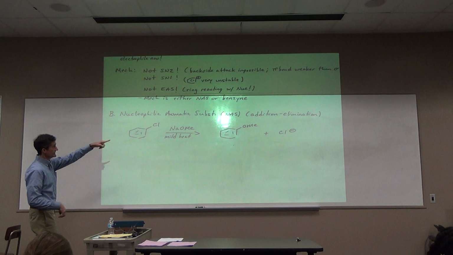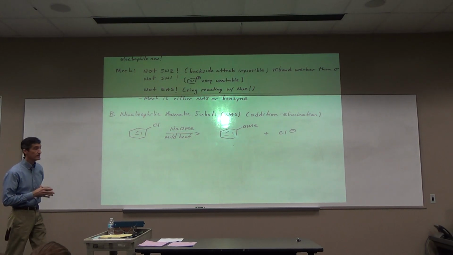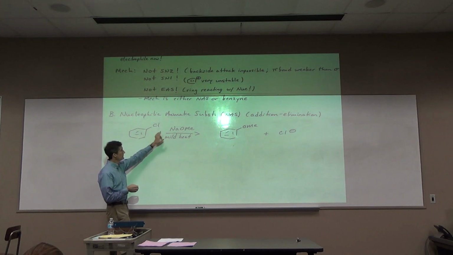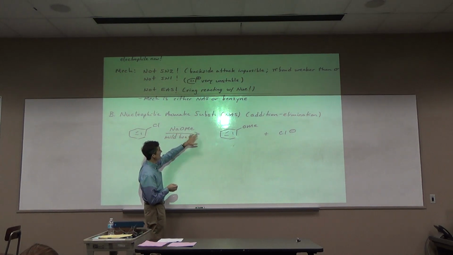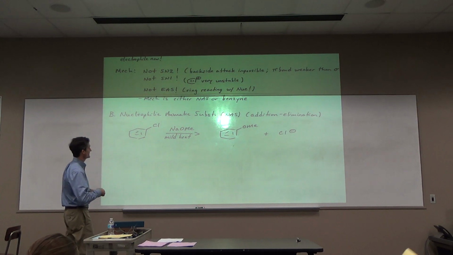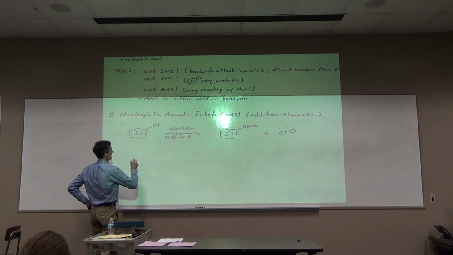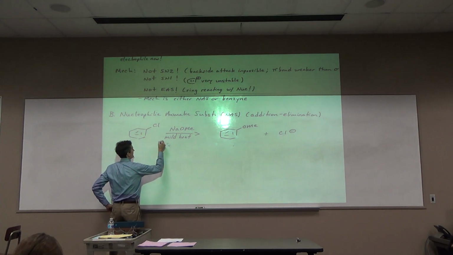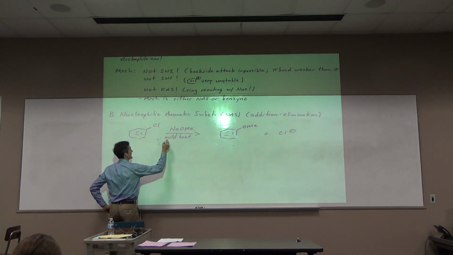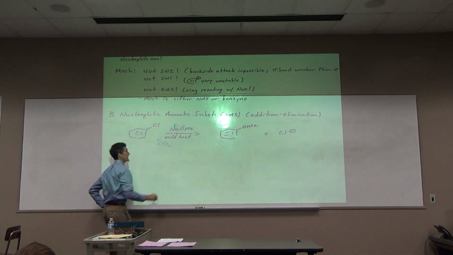Okay, this says NAS. Let's do an NAS mechanism here, replacing the chlorine with the methoxy nucleophile. Methoxide, sodium methoxide. Okay, we have this, right? That's ionic, that's plus, that's minus, that's just a spectator ion.